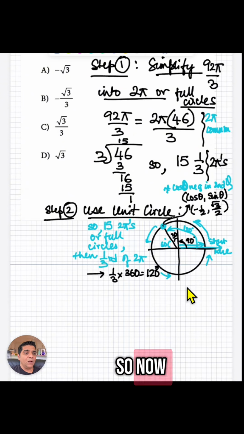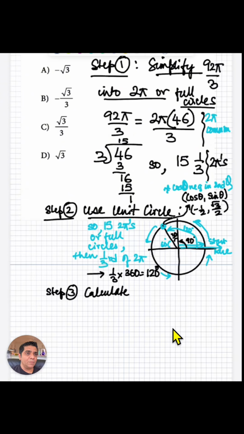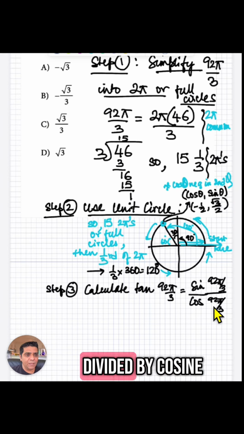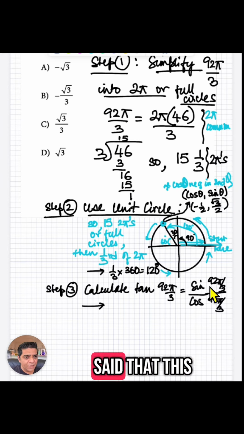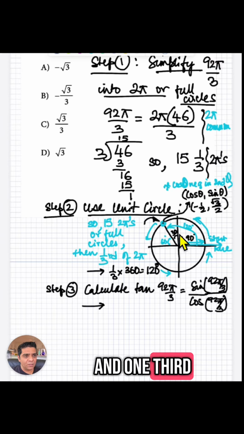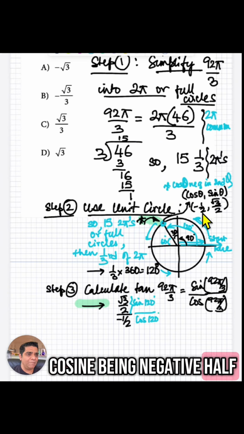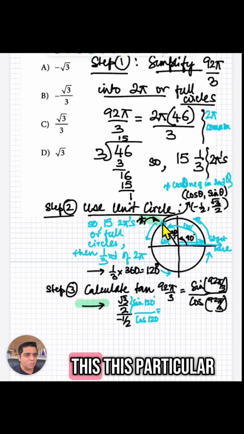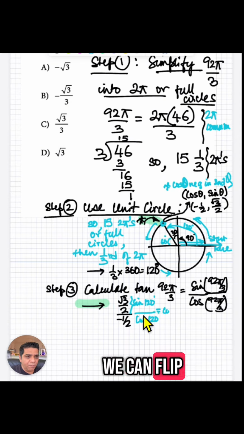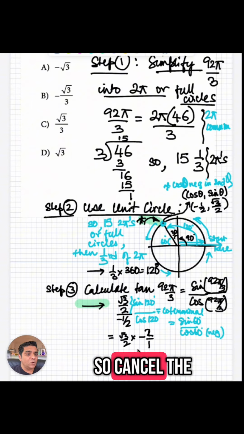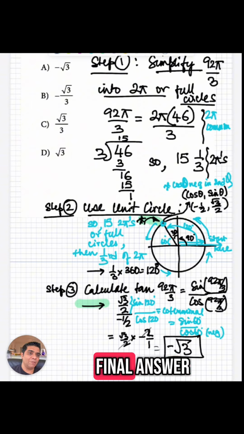So now we can set up our tangent. Tan 92 pi by 3 is sine 92 pi by 3 divided by cosine 92 pi by 3. We have just said that this whole thing was 15 circles and 1/3 up to here, the reference angle being this 60 degrees. So we're going to write sine being root 3 by 2 divided by cosine being negative half. Okay, so now we can flip this over. So this will be root 3 by 2 times negative 2. Cancel the 2, and again you get negative root 3 as the final answer, which is choice A.